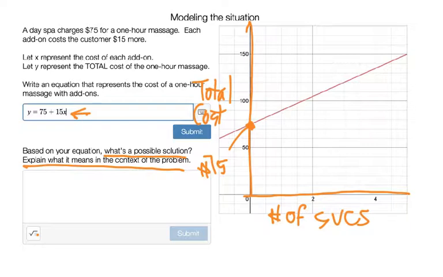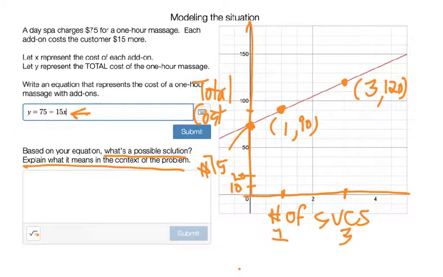All right, so let's take a look. If I look right here at this point, I like this point because it's an easy point for me to read. Or let's look at this one right here. Those 2 points are solutions. Let's write the ordered pair for each of those solutions. I've got 2 points here. 1, 90. Here's the 90. 3, 120. I know that I'm counting by tens on the y-axis.